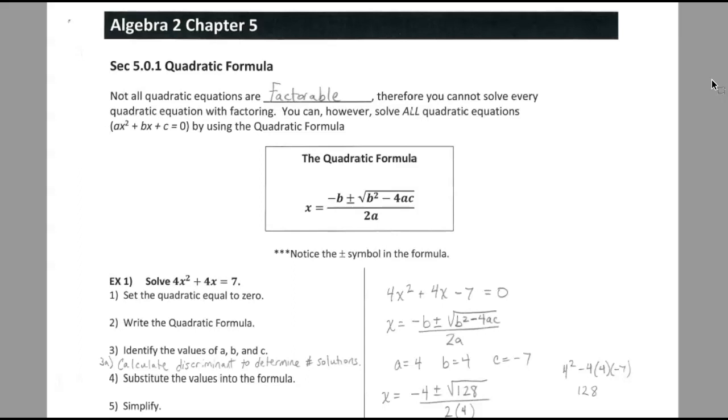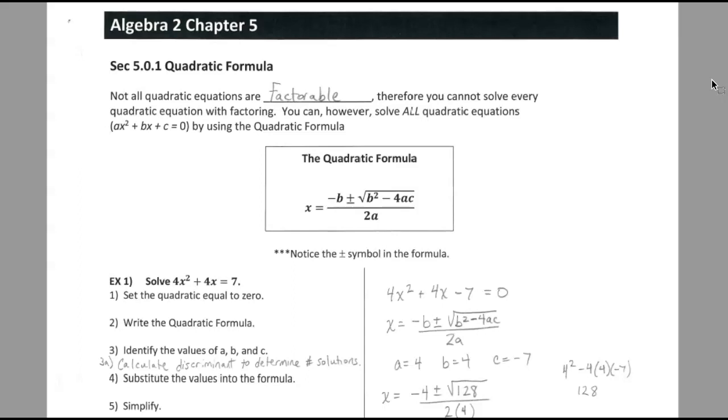If you're able to insert the parts without writing it out, I'm okay with that as well, but that's a possible step for you. We do need to identify what A, B, and C are. I find it helpful to write them down so that you don't make a mistake with a sign. I have inserted a step 3a here to calculate the discriminant to determine the number of solutions.